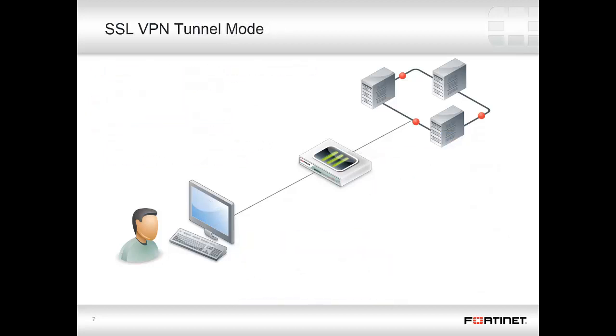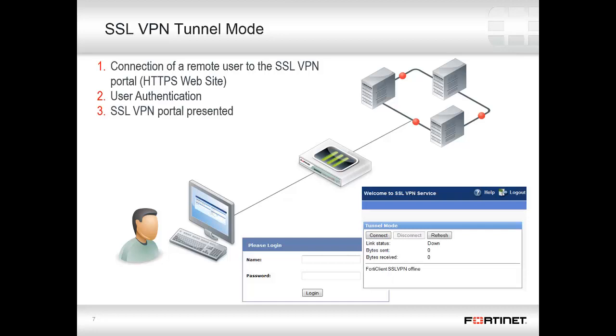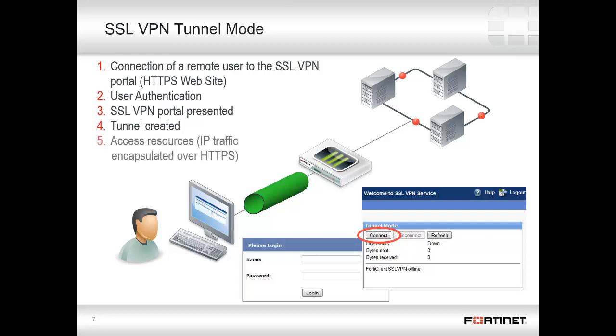Let's move on to tunnel mode. Although the initial 3 steps are the same as web only, there are some important differences with the remaining steps. First, users access the FortiGate via HTTPS, where they need to authenticate. They are presented with the SSL VPN portal again, but this time they use a widget called Tunnel Mode. By clicking on Connect, a tunnel is established between the PC and the FortiGate device.